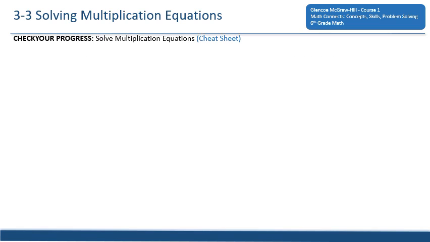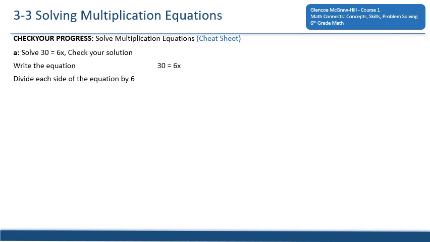Check your progress. Solve multiplication equations. Solve 30 equals 6x. Check your solution. So write the equation 30 equals 6x, and divide each side of the equation by 6. We want to divide because we want to undo the multiplication of 6 times x.